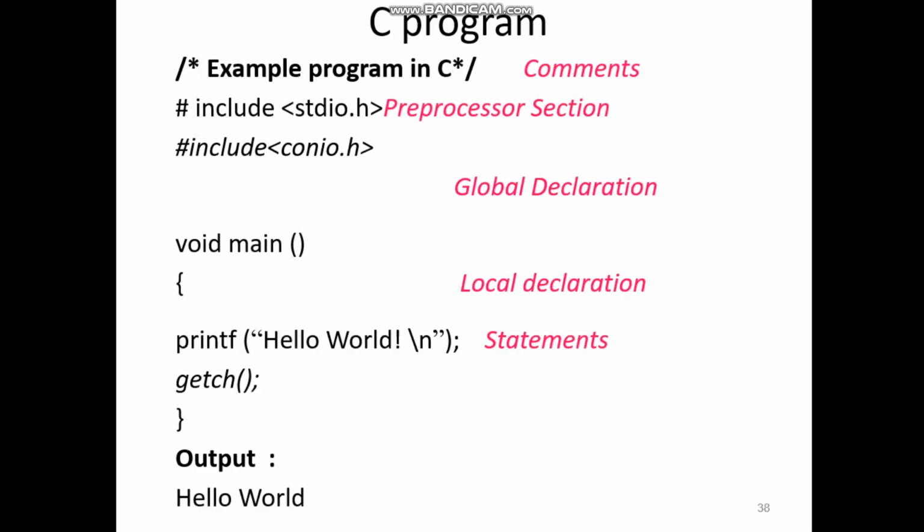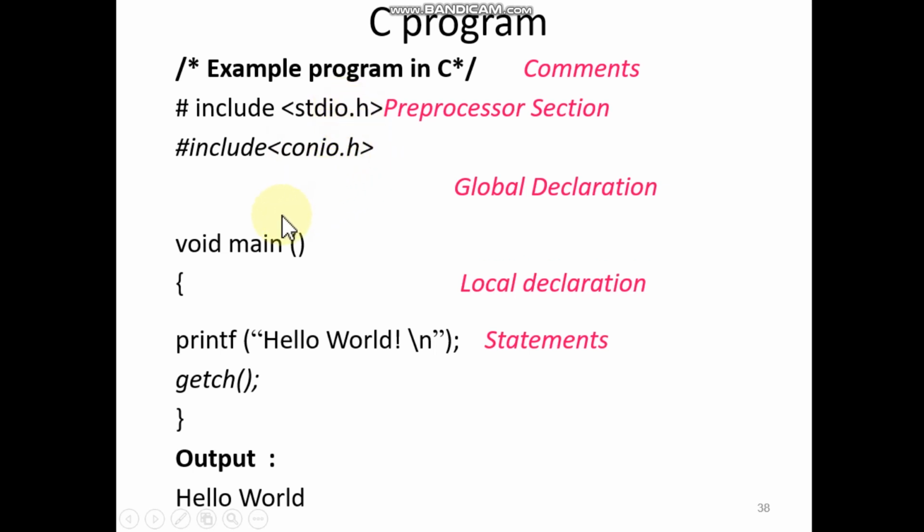So this is a sample example of a C program which is used to print hello world. We will start by writing a comment, such as example in C program. Then you start with your preprocessor section by including the header files: #include stdio.h, where std refers to standard input io.h. Then the second header file is #include conio.h. Con refers to console input output.h. So these two refer to your preprocessor section.